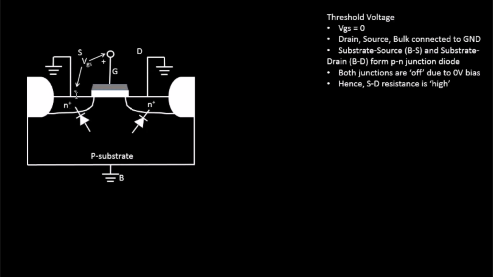This forms a PN junction diode, this again forms a PN junction diode, and both diodes are off, and hence you see a very high source to drain resistance. So these are the observations till now. Let's move ahead and see what further we can do about it. Now we'll be applying a positive VGS, a positive gate to source voltage. We'll connect this particular gate to a voltage source, and let's start applying the voltage over here. Let's try to make this area positive.